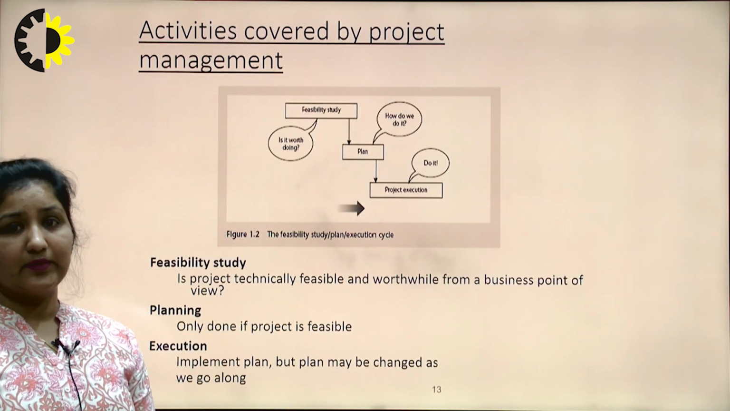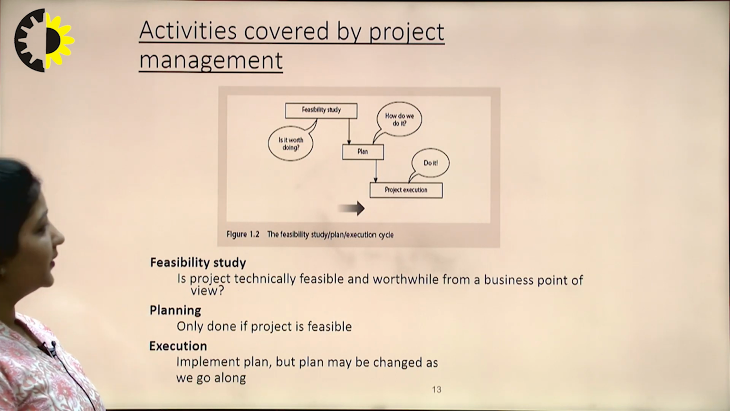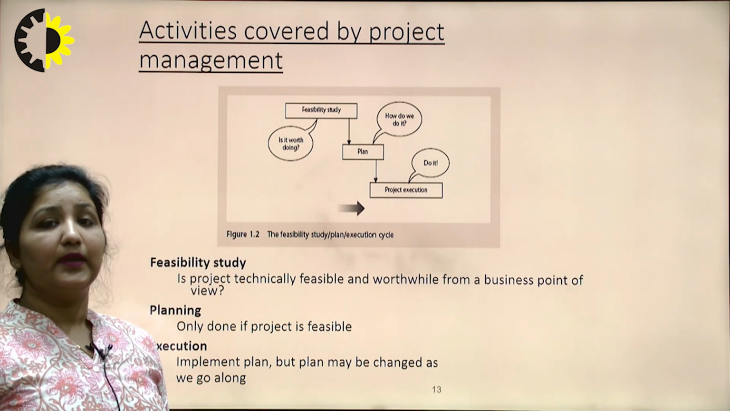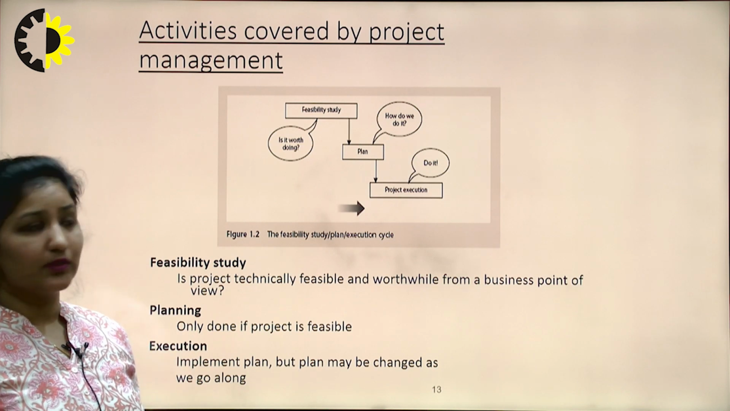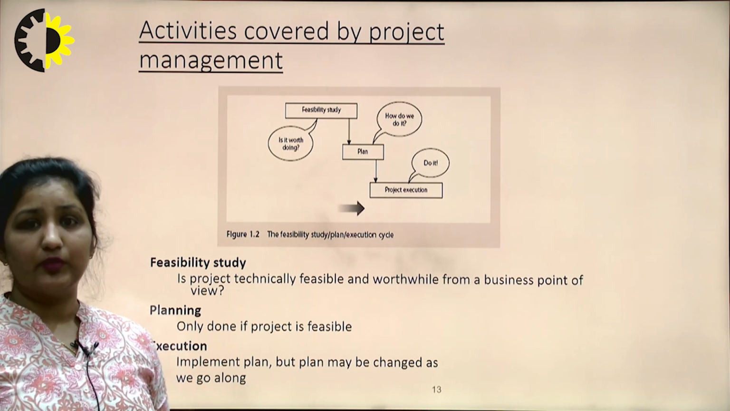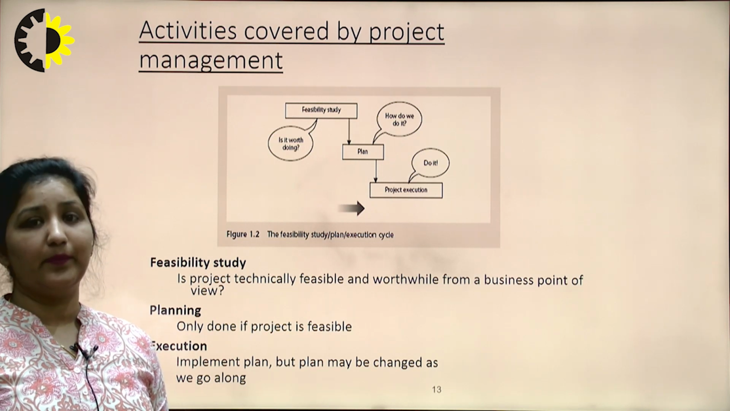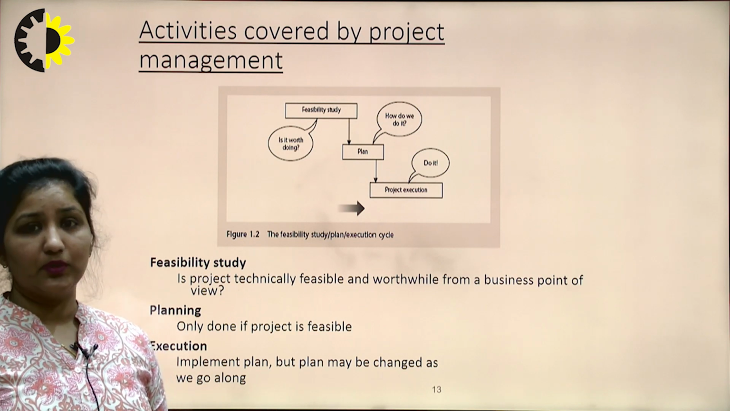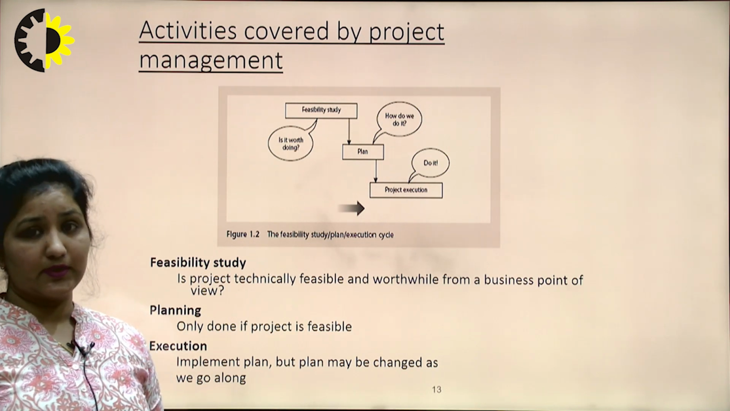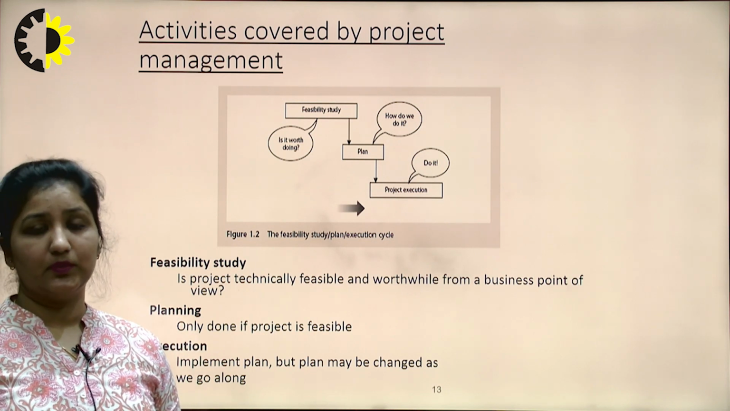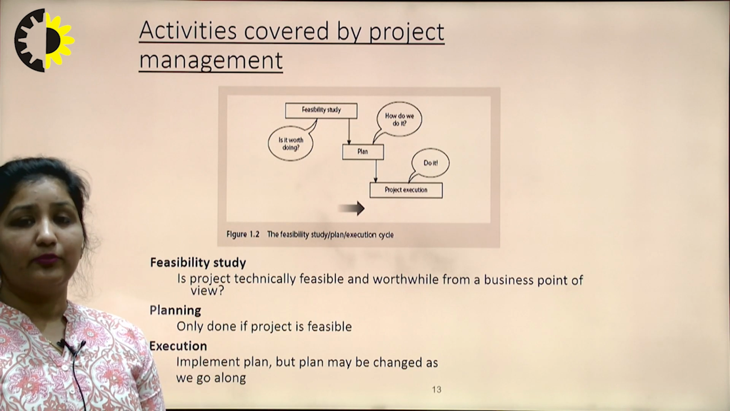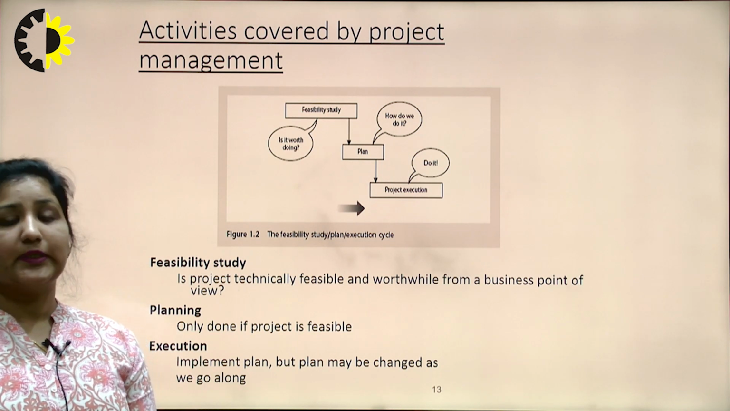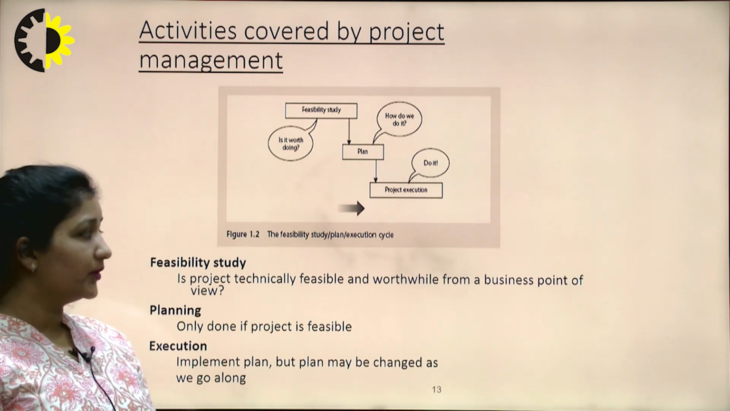Now these are the various activities covered by project management. We have a feasibility study, in which we see whether what we are developing is of any worth or not. If it is worthwhile, then we plan out how that particular system will proceed. In the plan, we see how we are going to do the project. And finally, there is project execution, which means we actually do the project that has been assigned to us. The first thing that comes is the feasibility study. That means, is the project technically feasible and worthwhile from the business point of view.